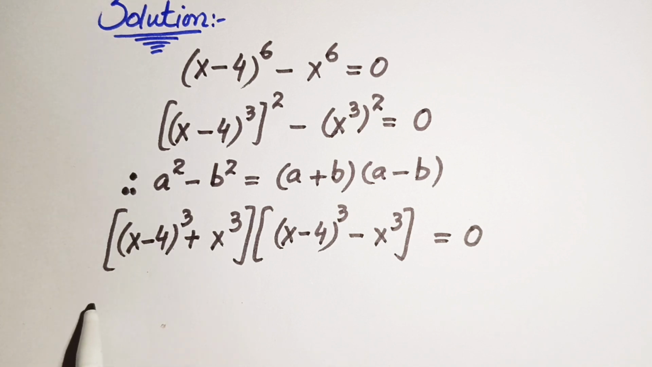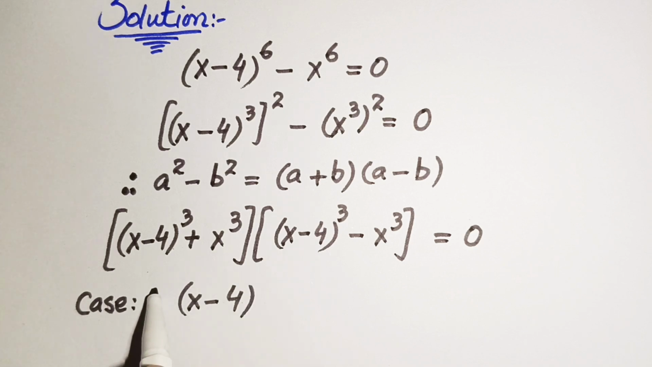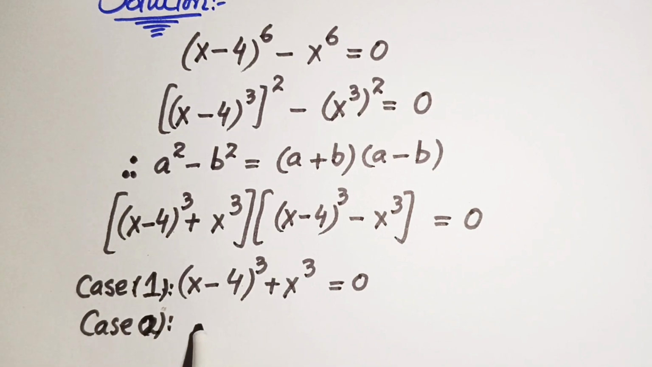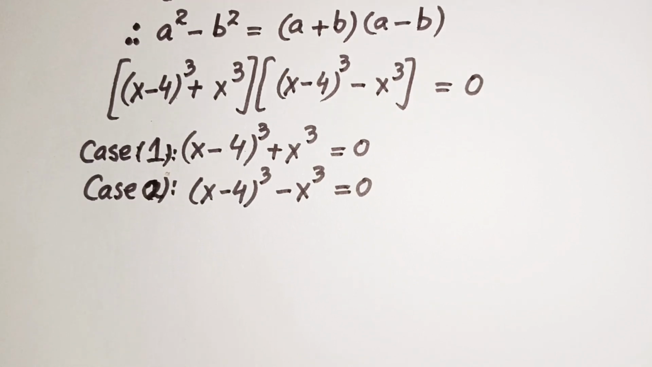So case 1 is (x − 4)^3 + x^3 = 0, and case 2 is (x − 4)^3 − x^3 = 0. Now we solve case 1 and case 2 respectively.